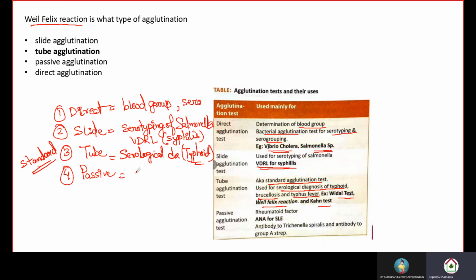Okay, next passive agglutination. It is used for Rh factor, ANA, anti-nuclear antibodies, which come positive in SLE, systemic lupus erythematosus. Antibody to Trichinella spiralis and antibody to group A streptococcus. Also, a type of passive agglutination test is employed for this. So all these agglutination tests must be remembered with their usage.